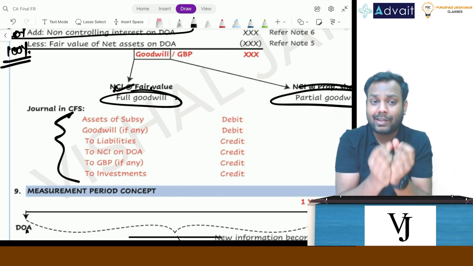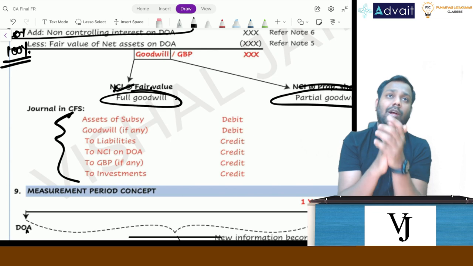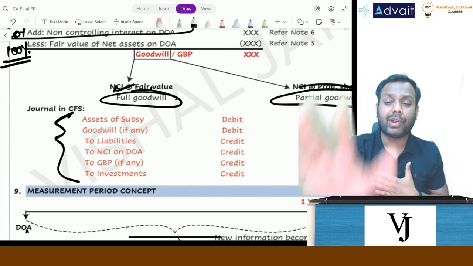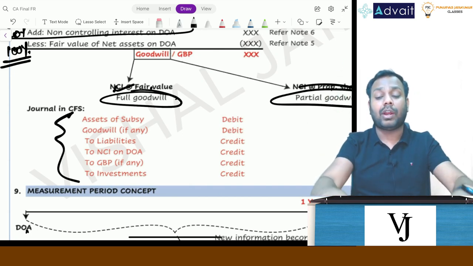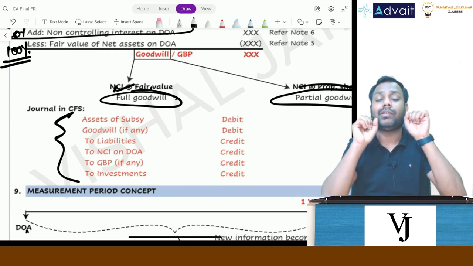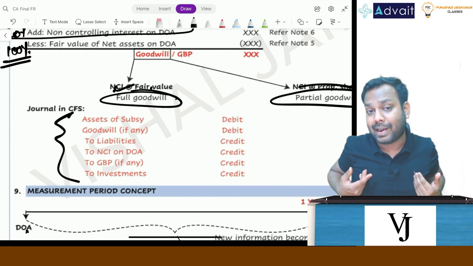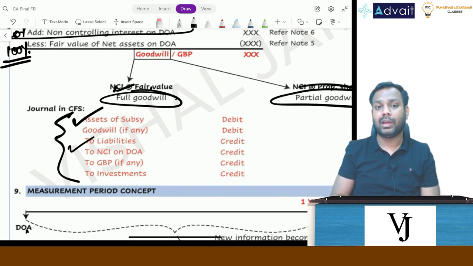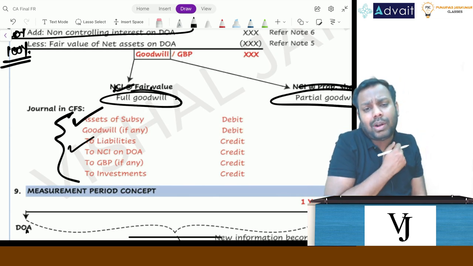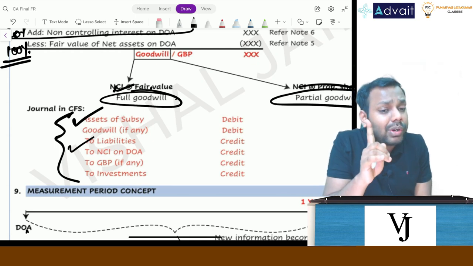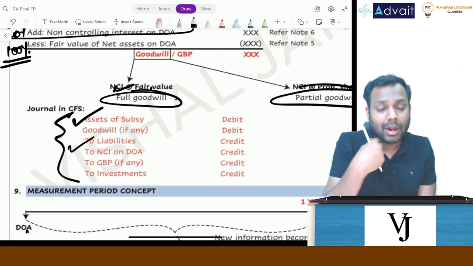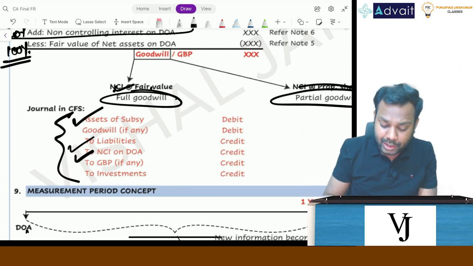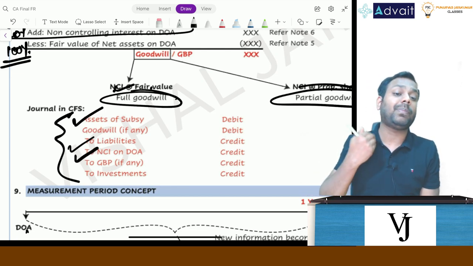From this box, the parent company thinks that all of the assets and the liabilities of the subsidiary company are controlled by me. So I will record all the assets and all the liabilities of the subsidiary company as my assets and liabilities. Though I control 100% of the assets and liabilities of the subsidiary, I don't own it 100%, I own it 80% only. So 20% is owned by someone else, and I will record that 20% as NCI.